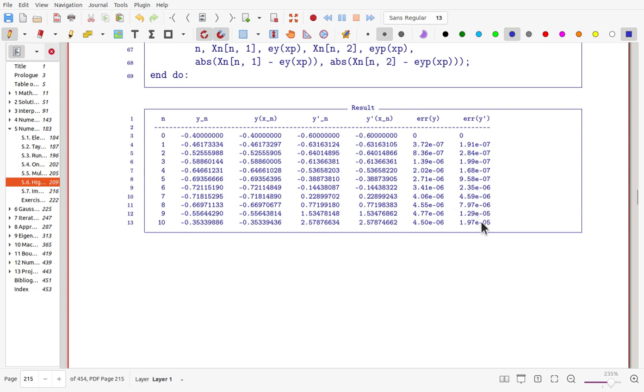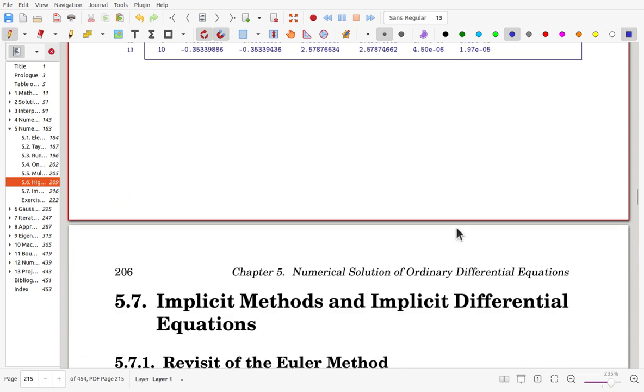As you can see here, the error is around 10 to the minus 6 and 10 to the minus 5. So even though we have only 10 subintervals for the given interval, such accuracy is obtained. RK4, even for system applications, is very accurate. So that's the reason it's so popular in reality. Okay. Thank you.